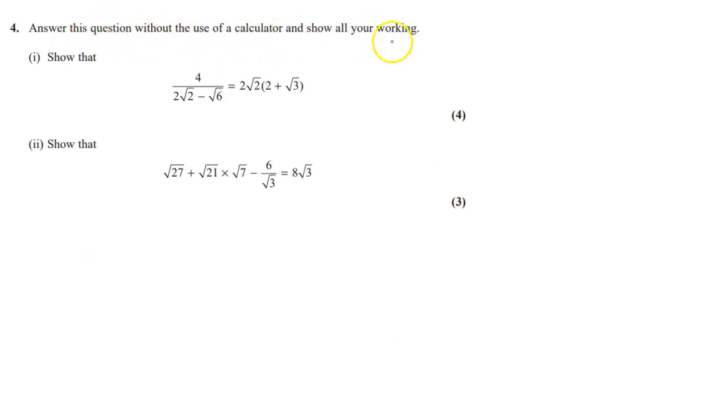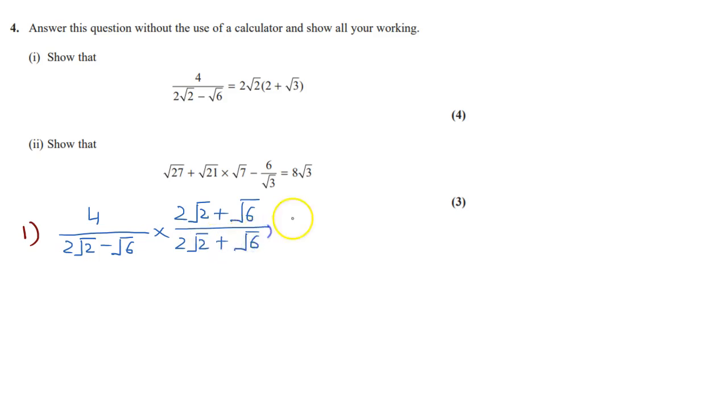Answer this question without the use of calculator. You have to show this. So part A is, first part, that is 4 over 2 root 2 minus root 6. So we rationalize the denominator, that is 2 root 2 plus root 6 over 2 root 2 plus root 6. Divide and multiply by the conjugate, means opposite sign.